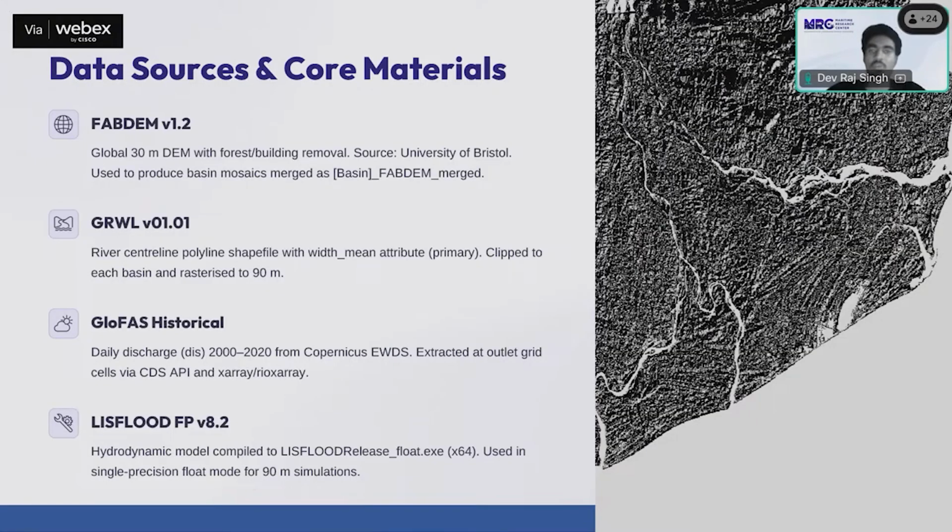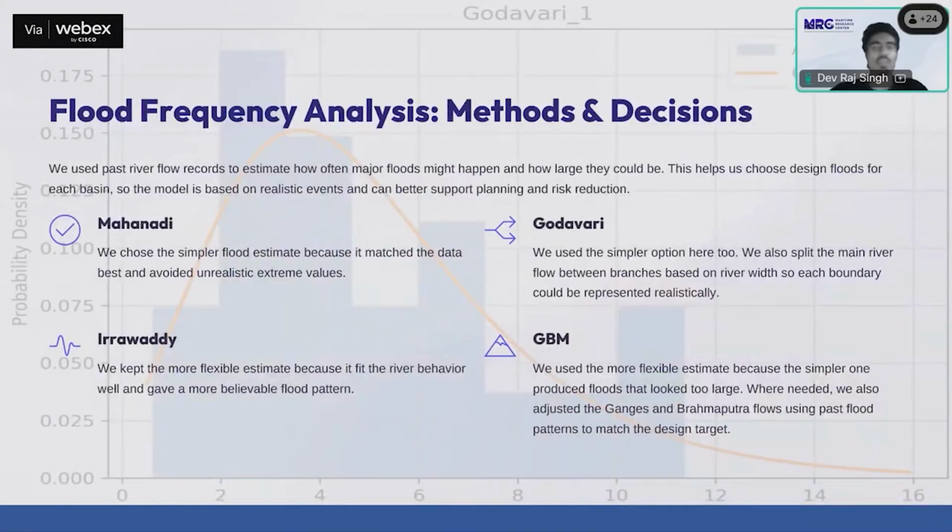For that, we are using the GloFAS historical data set for the last 20 years: what are the water discharges present in these rivers? And fourth, of course, we have our model, LISFLOOD, which is the physics-based model for water flow. So to start with, we need to get the boundary condition.